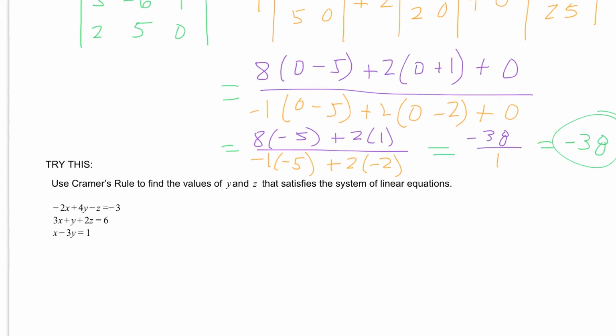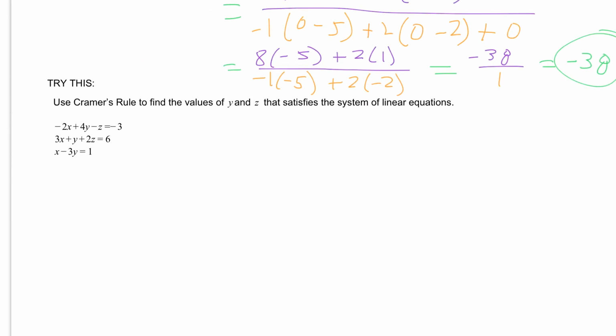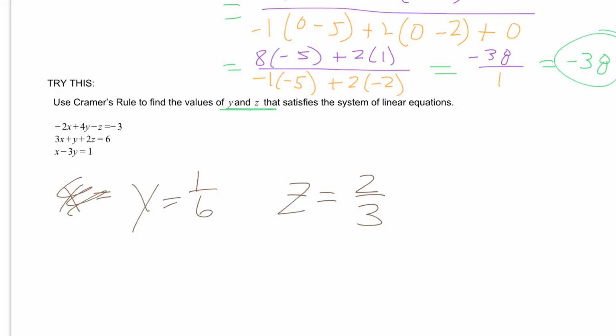Next, I would like you to do the try this. In the try this, you're going to work through finding y and z. So you can go ahead and pause it, unpause it when you're ready to check your answer. If you did the try this correctly, you should have gotten y to equal 1 over 6. And you should have gotten z to equal 2/3. If you have any questions, please let me know.